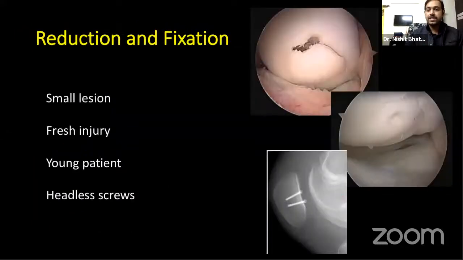So reduction and fixation is usually attempted for patients who have a very small lesion and which has not broken away completely from the original site. It is a fresh injury in a young patient who has good regenerative and good healing potential. And we can use 1 or 2 screws which have a very low profile head, which are also known as headless screws or Herbert screws, to fix this osteocartilaginous fragment.